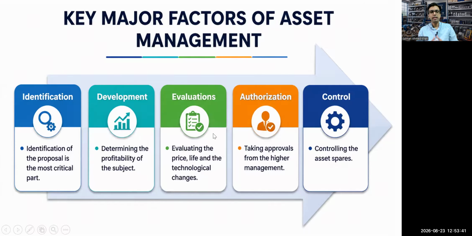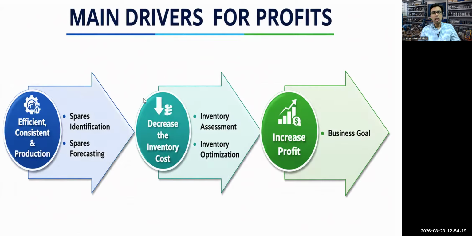Now, the key major factor for asset management is that you need to identify the plant and machinery important spares in terms of which item is most critical to your production. Then you have to do the development in determining the profitability of the spare, and then the evaluation in terms of price, life, and technological changes. After you do that, you take the approval from the higher management and then do the controlling of that. That part I have already mentioned in my previous video on budgeting planning in CapEx, OpEx, and MRO.